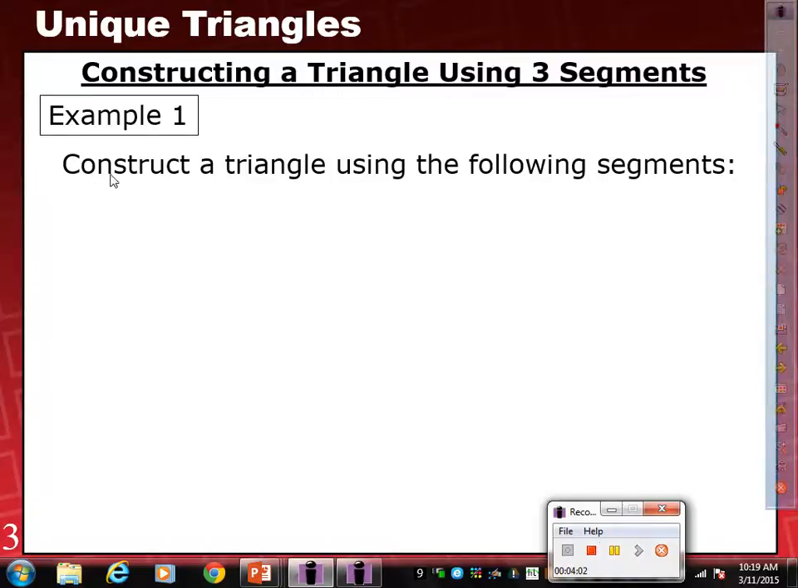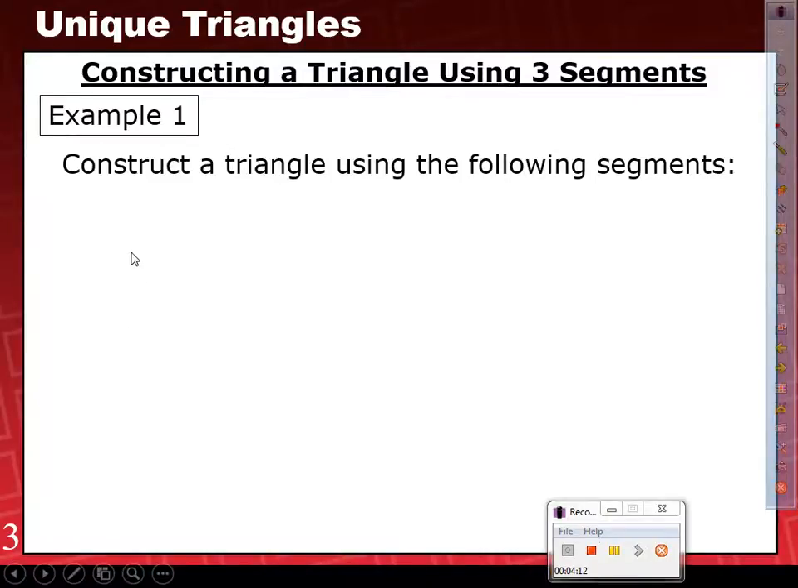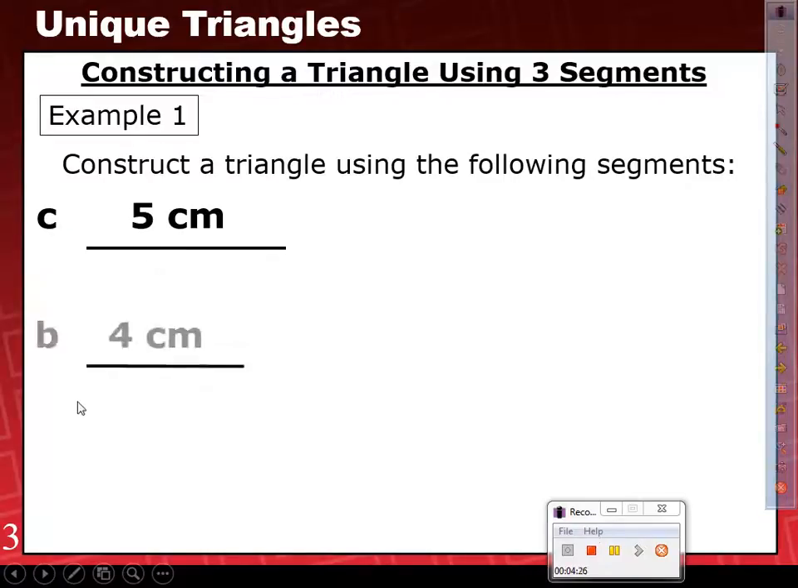Example 1: construct a triangle using the following segments. You don't have to copy these segments. I'm just going to have them up here so that you know which ones we're going to use. The first one, we're going to label it C, and that's 5 centimeters. If you want to draw something simple, it's up to you. The second one, we're going to label it B, that is 4 centimeters. And the third one we're going to label it A, and that one measures 3 centimeters.